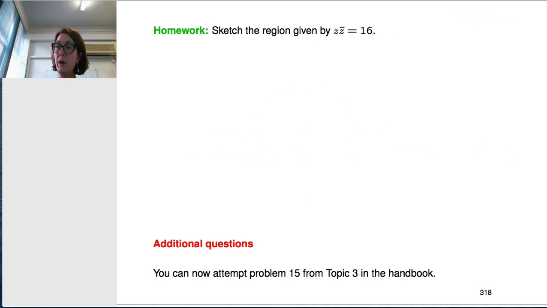Okay. When you get through those questions, or if you want to try some extra questions, then try problem 15 from topic 3 in the handbook. Okay, have fun sketching curves in the complex plane.